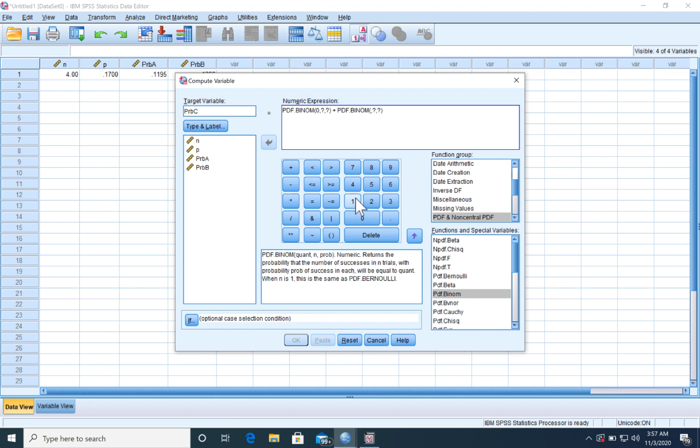So delete that, put 1, and then replace the appropriate question marks with n and the probability p. Let me do that for you. So there we go. That one is gone. Enter this one. And let me get rid of this one.